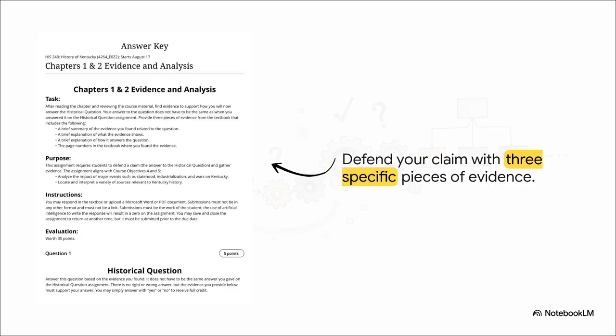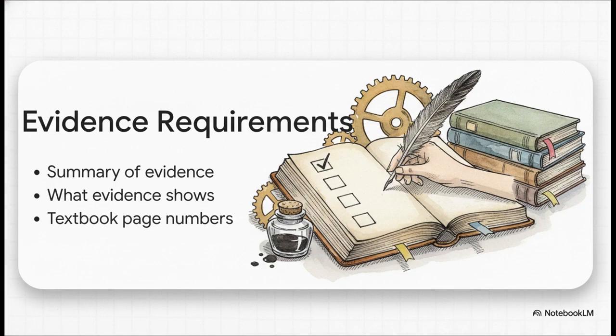Sweeping generalizations? They aren't going to earn your credit here. You need concrete examples drawn directly from your reading. To succeed and grab that full credit, you need to be extremely precise. For every single one of those 3 pieces of evidence, you must provide 4 very distinct things. First, a brief 3 to 5 sentence summary of the evidence itself. Second, a 3 to 5 sentence explanation of what that evidence fundamentally shows. Third, a 3 to 5 sentence explanation of exactly how it answers the historical question. And lastly, you have to provide the specific textbook page numbers where you found it.